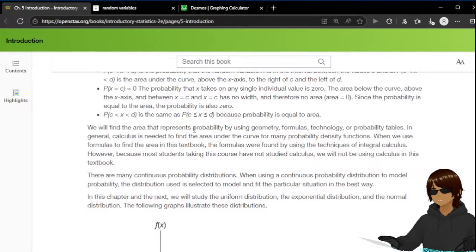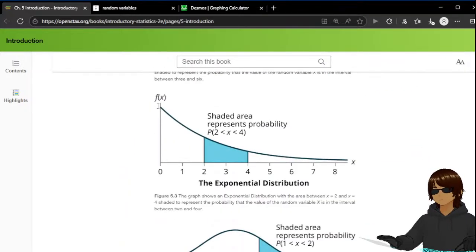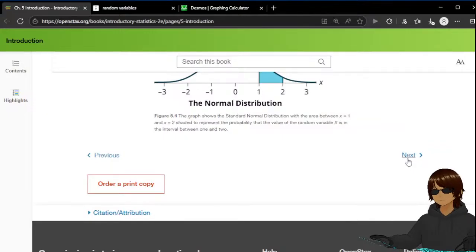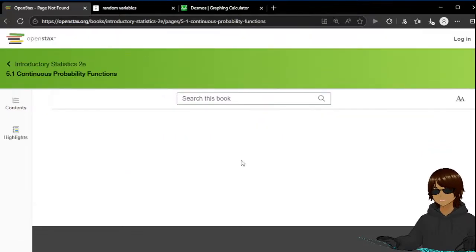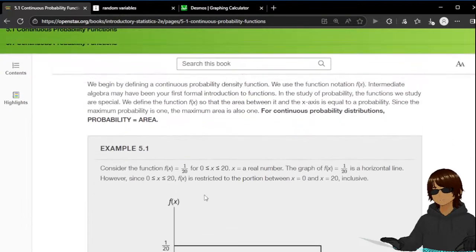We find the area that represents probability by using geometry formulas, technology, and probability tables. In general, calculus is needed to find the area under the curve for many probability density functions. When we used formulas to find the area in this textbook, the formulas were found using the techniques of integral calculus. However, because most students taking this course have not studied calculus... okay, I mean, we have studied calculus, so it's not a problem for us. I studied calculus first just for this topic, but I don't think we need it.